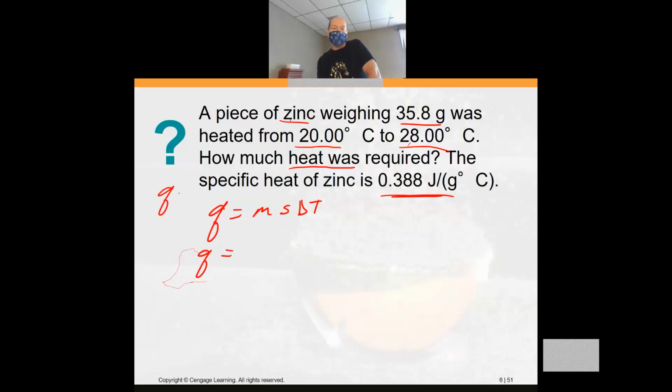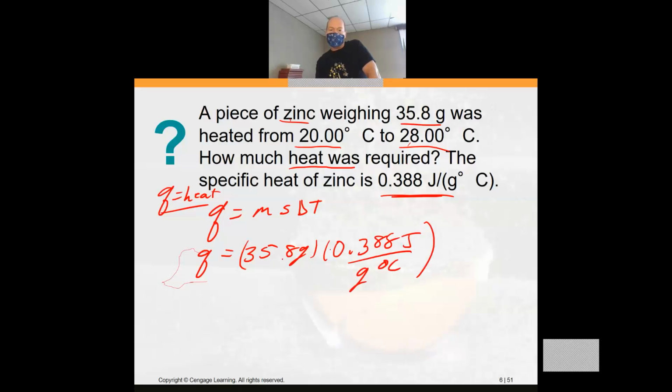It says how much heat was required to do this. So we're solving for Q. You need to know that Q is equal to heat. If they ask for heat, they're asking for Q. You have your mass, 35.8 grams. They give you the S value. It is 0.388 joules per gram degree Celsius. And here is where you have your delta T. Again, you can convert both of these to Kelvin and get your delta T, or you can use Celsius. Delta T is equal to 28.00 minus 20.00. And so our delta T is 8.00 degrees Celsius.